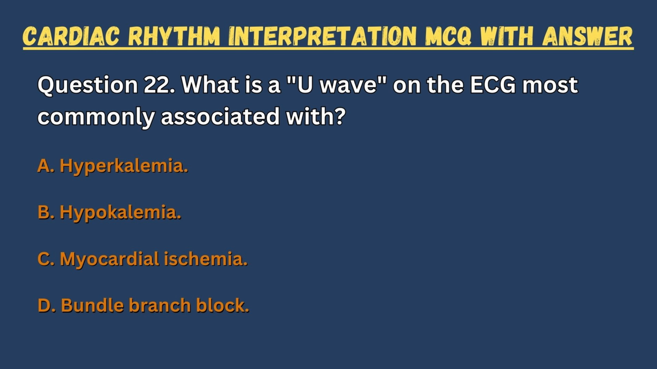Question 22. What is a U wave on the ECG most commonly associated with? A. Hyperkalemia. B. Hypokalemia. C. Myocardial ischemia. D. Bundle branch block.